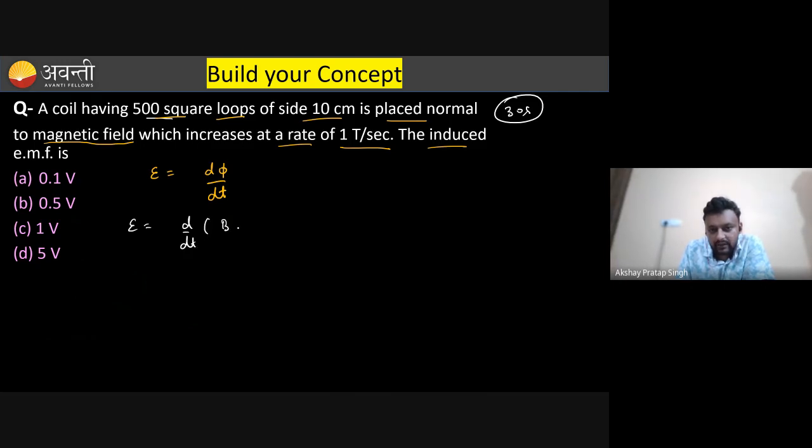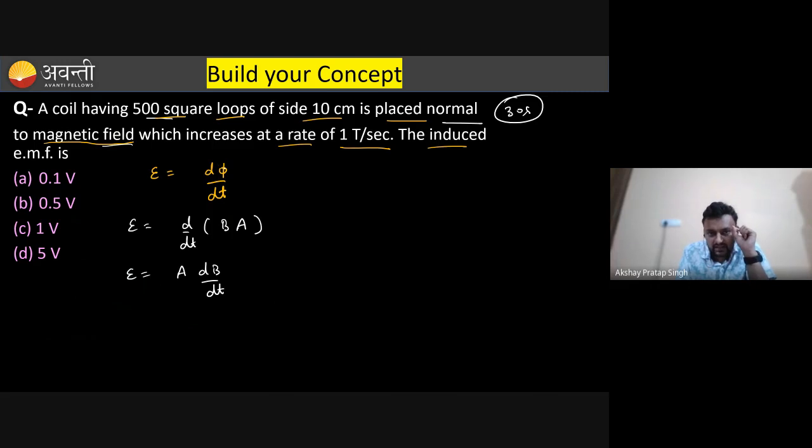Phi is what? B into A cos theta. Now you can clearly see that the coil is placed normal to the magnetic field. That means theta is going to be 0 and cos 0 is going to be 1, so there is no need to write it. So E can be written as A dB over dt.